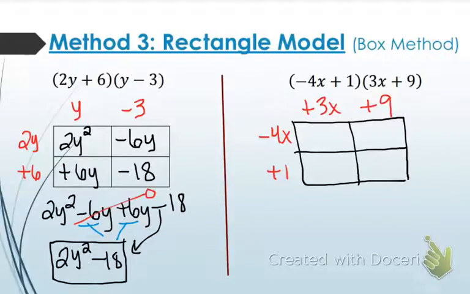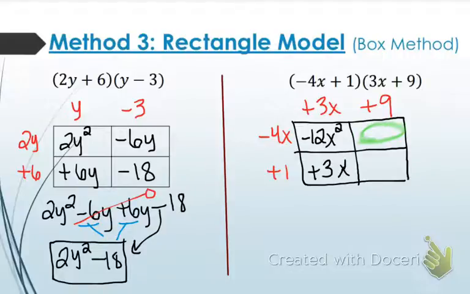All right, so here we have for this square, or for this rectangle I should say, negative 4x times 3x. Negative 4 times 3 is negative 12. X times x, x squared. Okay. Next rectangle. Here we have 1 times 3x. That gives us a positive 3x. Okay.